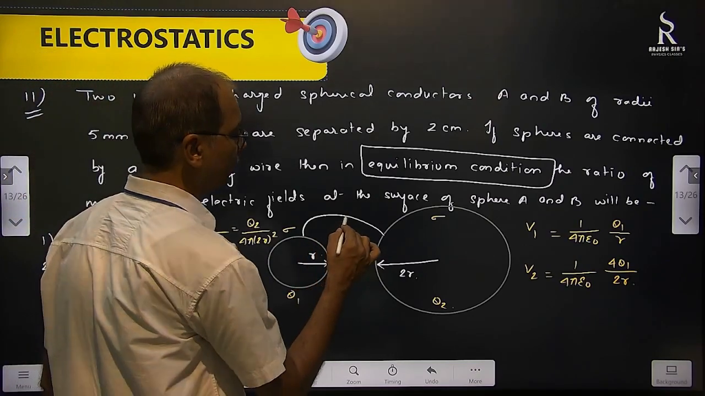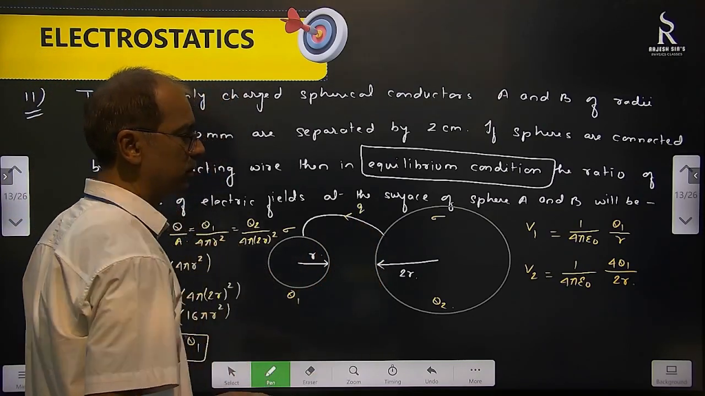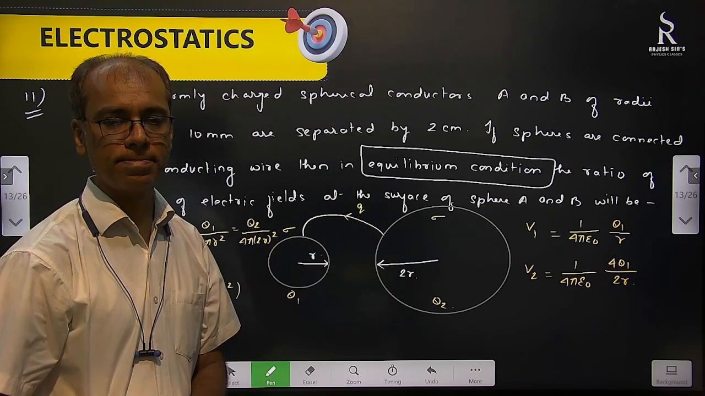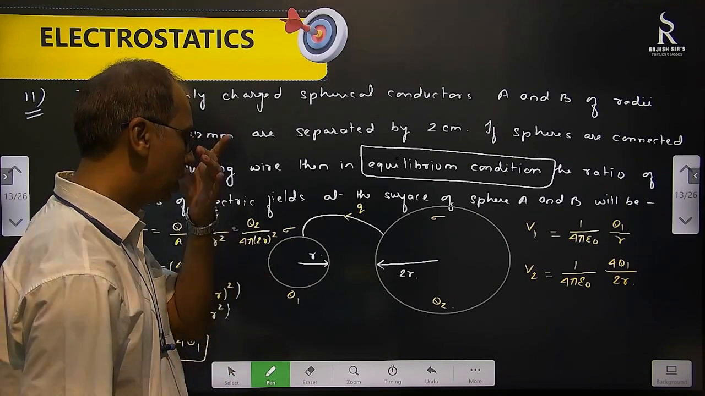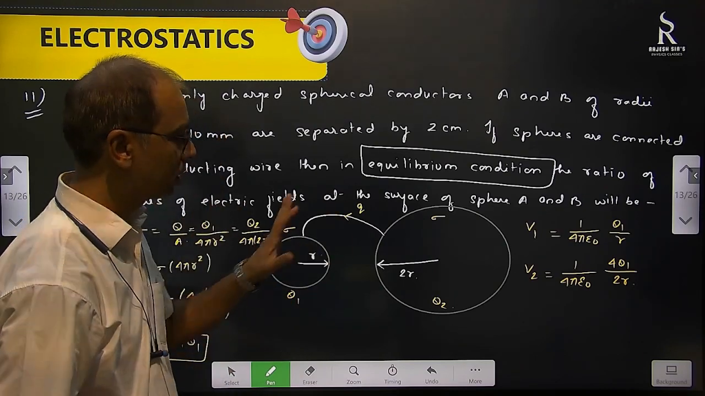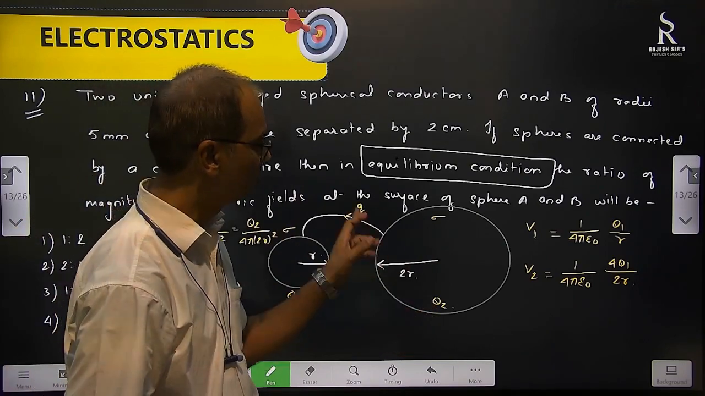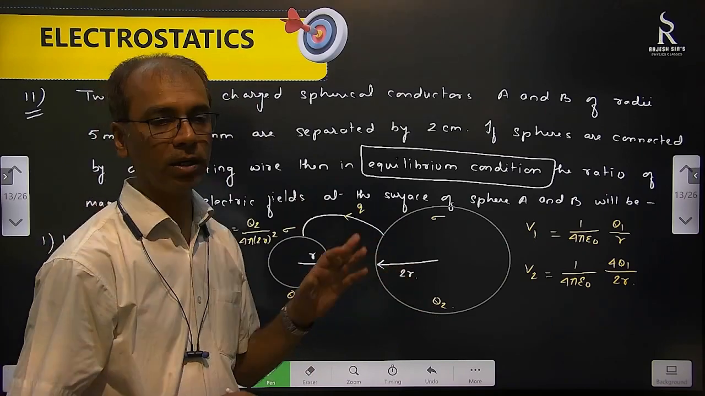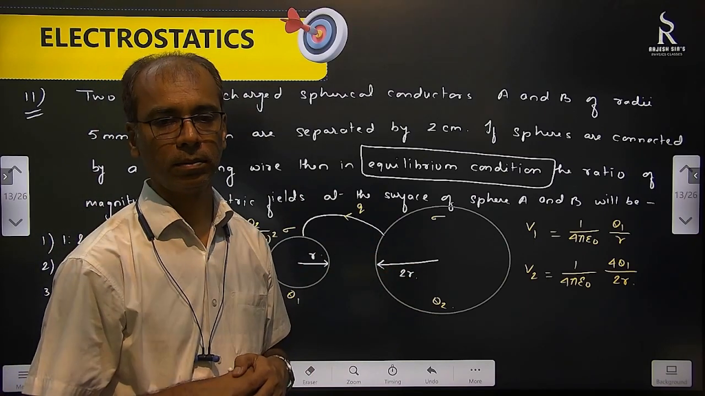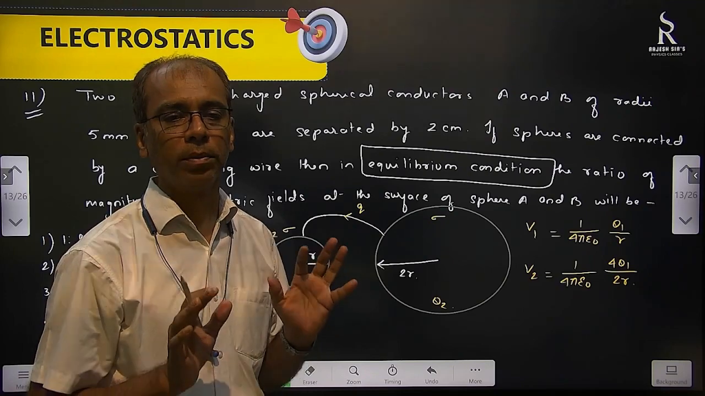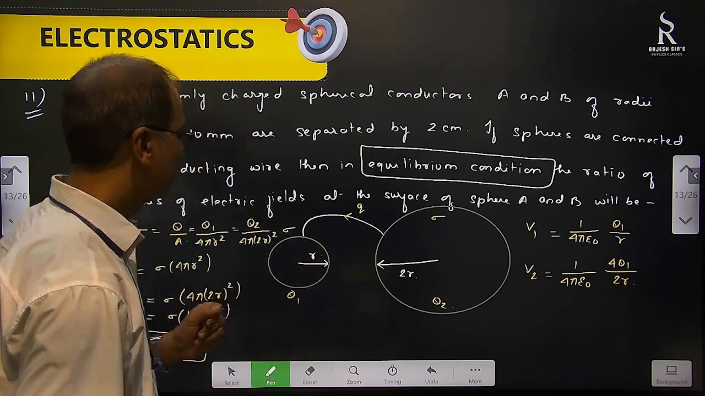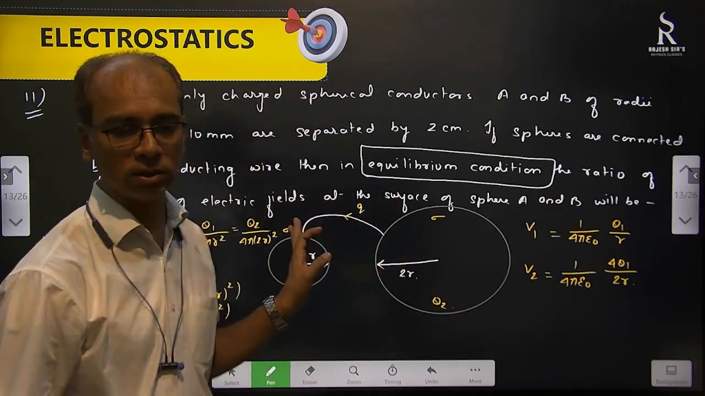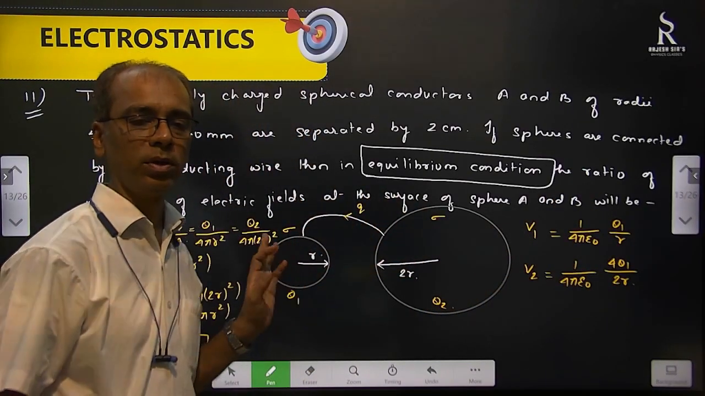Charge will flow from here to here. Say Q charge moves from here to here. Done? Okay. So now on this one, how much charge will be there? Q1 plus Q. And here how much will be the charge? Q2 minus Q. The charge will keep on flowing till the potential here and here is the same. This is the initial potential you have written just to find out from where to where the charge is going. Charge is going from the bigger sphere to the smaller sphere.